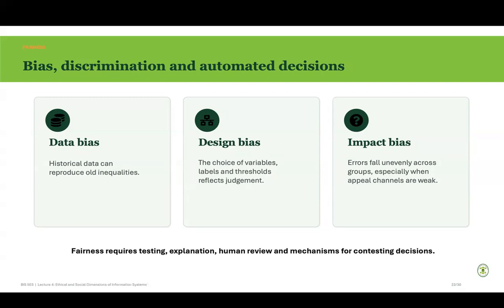We can also have design bias. Design bias occurs when those who develop the systems choose particular variables, choose particular categories, or use some thresholds or objectives to design the software. Then finally, we can have impact bias, which occurs when the consequences of an error fall more heavily on some people and less on others.